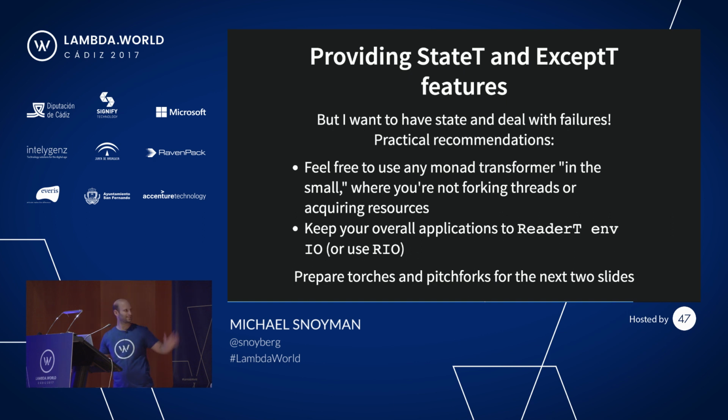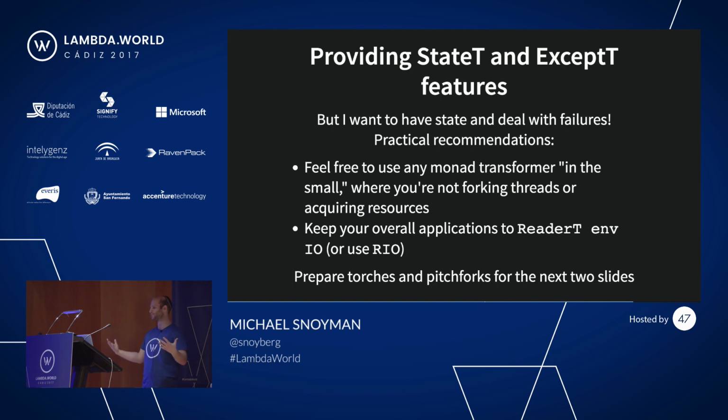My first comment is to use these transformers in the small. In a small subset of your program is fine. If you want to use a MaybeT to avoid having to do a whole bunch of pattern matching and checking if something is a Nothing or a Just, that's going to be fine as long as you're not running the control operations. But as soon as you get into a state where you want to start forking threads and you want to start dealing with exception safety, I think you're in a dangerous place using StateT and ExceptT.